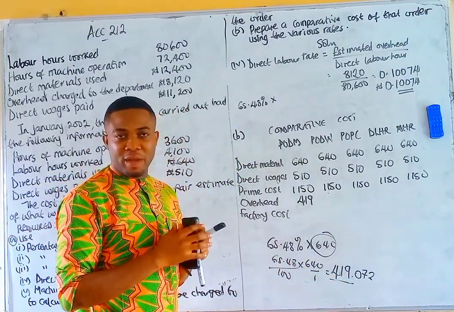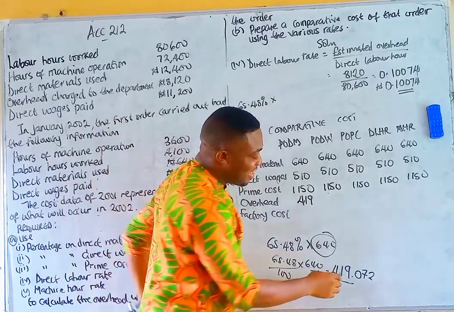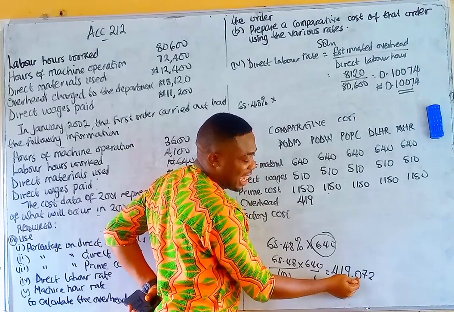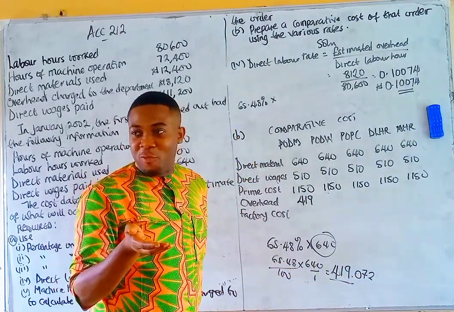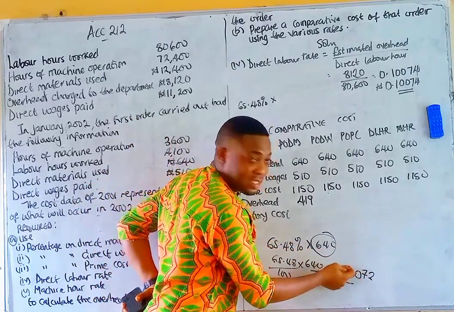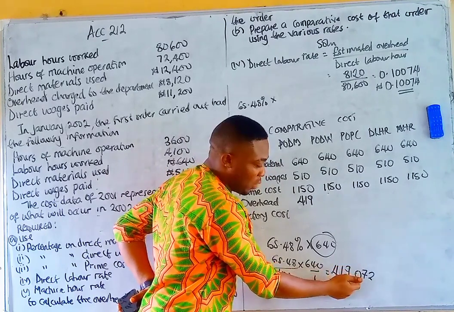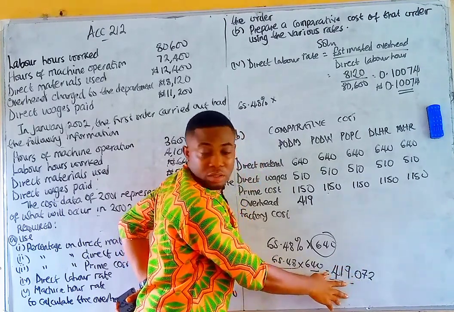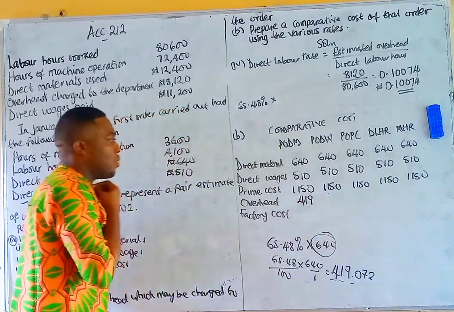You leave it to the nearest whole number. Had the value here been 5 and above, we would have approximated up. Since it is not up to 5, we leave it like this. Did you get it? So that is 419. That is the overhead that comes up on direct material.